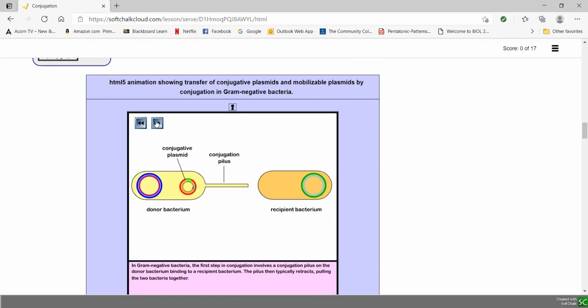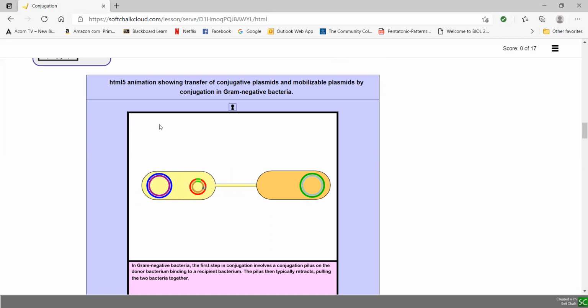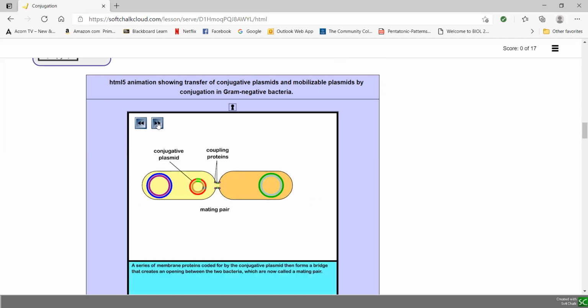And that pilus makes contact. Remember, pili are organelles of adhesion, so that allows the bacterium to make contact with the recipient. Then the pilus depolymerizes or retracts, pulling the two bacteria together. And then the TRA genes are going to code for some coupling proteins that allow the bacteria to form a mating pair. That creates a channel between the two bacteria through which a strand of a plasmid could be transferred.